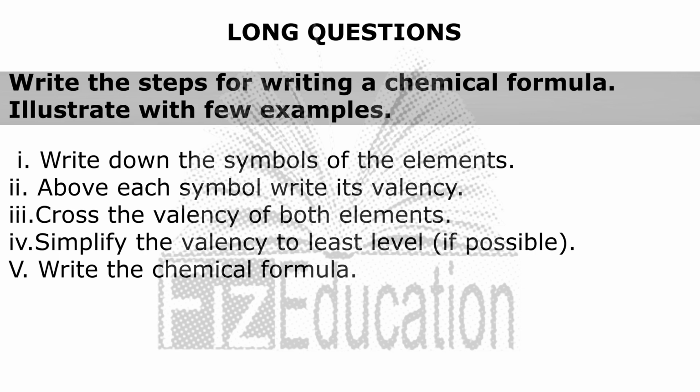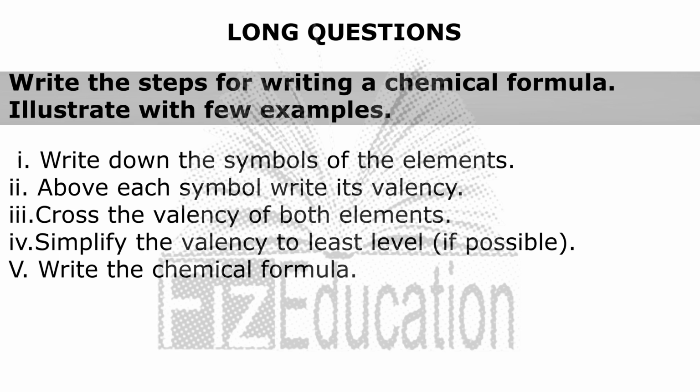Long questions. Write the steps for writing a chemical formula. Illustrate with a few examples. 1. Write down the symbols of the elements. 2. Above each symbol write its valency.